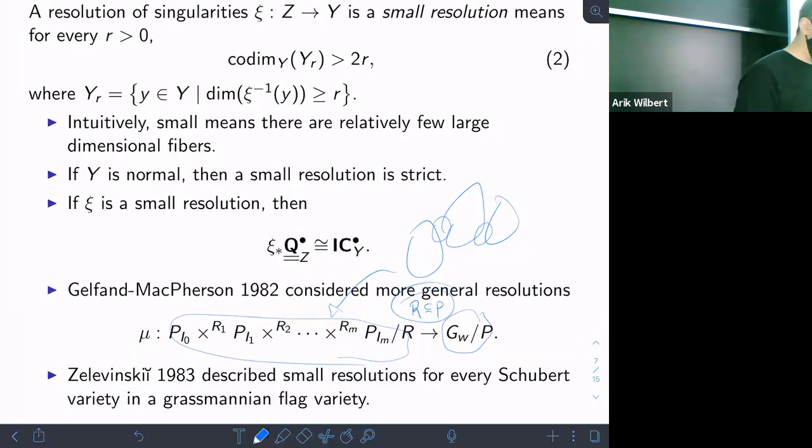Okay, so I'll go through an example in the next slide. I think it'll help things. But let me just mention that what Zelevinsky did is he took Gelfand-MacPherson's construction and described it in a very nice way using combinatorics of things like Weyl groups. He described what parabolic subgroups you have to take in order to have a small resolution of every Schubert variety in Grassmannian flag varieties.